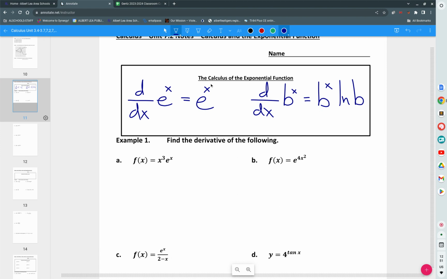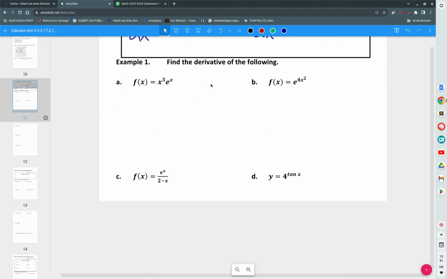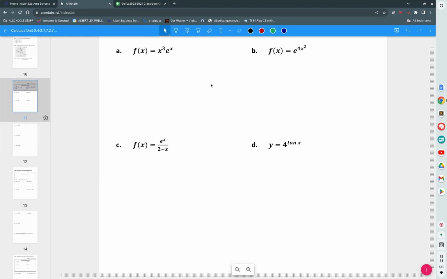All right, so let's try a few problems using those two pieces. We just want to do a few problems today and get you set to your homework. f of x equals x cubed times e to the x. How will you go about finding this derivative? Good, so f prime of x is equal to?